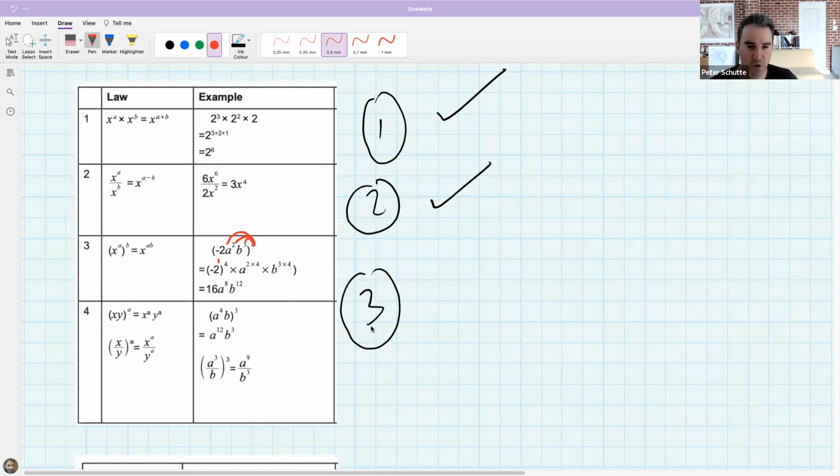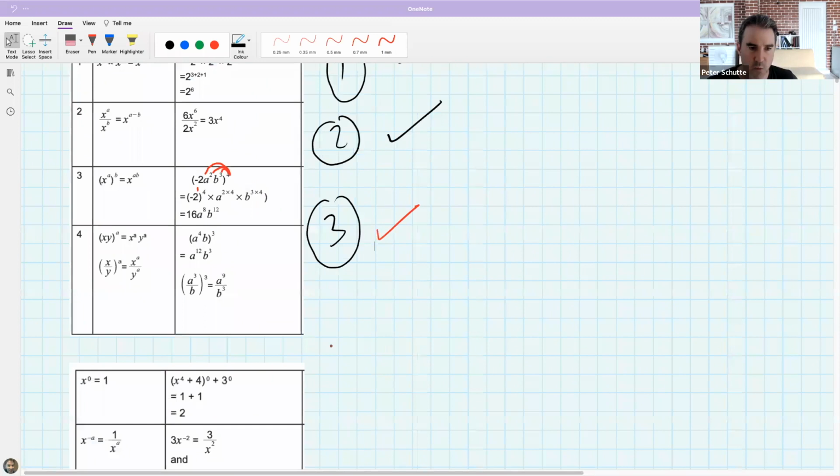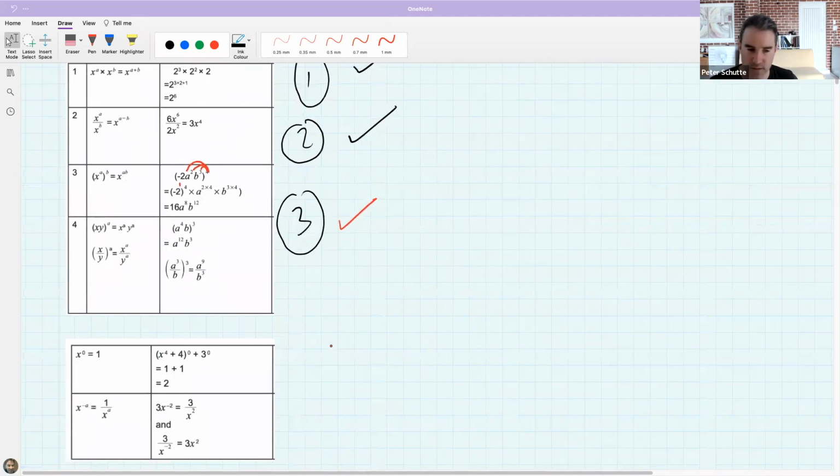Okay, so that is law number 3. And then we also have 2 definitions. The one is that anything to the power of 0 is 1. So you can see the example down here, like if you have x to the 4 plus 4 in a bracket, and it's raised to the power of 0, doesn't matter, it's 1. And if you have 3 to the power of 0, that's also going to give you 1.